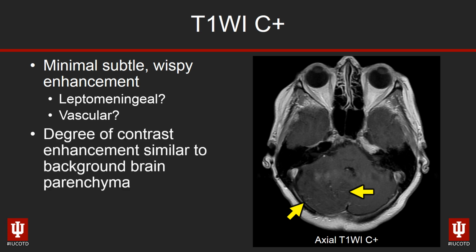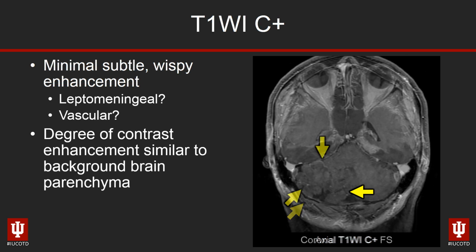But in general, we can say that the degree of enhancement of this mass is very, very poor, and really it's pretty similar to the background brain parenchyma, maybe even lower in terms of its signal intensity, so therefore hypo-enhancing, although there are definitely areas of that curvilinear enhancement that are associated with it.